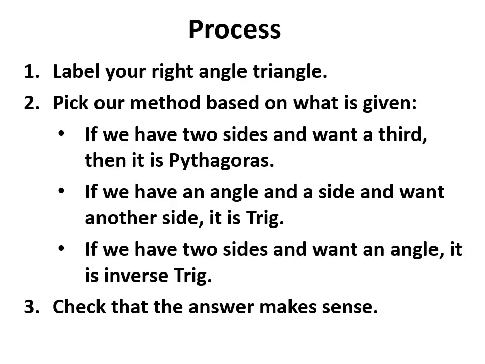Then if they have two sides and I want a third, I use Pythagoras. If I'm given an angle and want a side, I use trig. And if I'm given two sides and want an angle, I use inverse trig. Then I make sure that the answer makes sense. I haven't forgotten to square root or done something equally silly. So first up, question 1.